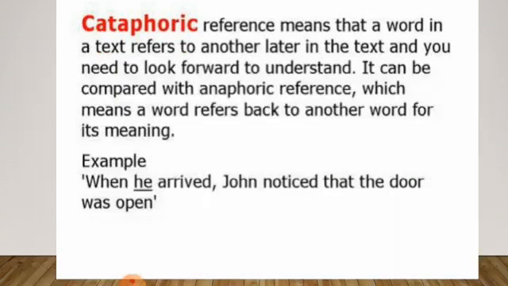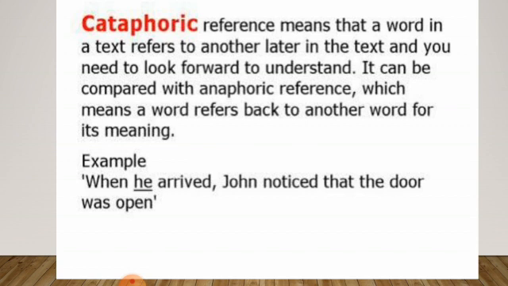Whereas the cataphoric reference means that a word in a text refers to another word later in the text and you need to look forward to understand. It can be compared with anaphoric reference, which means a word refers back to another word. Now here the pronoun comes first. Just remember this. In anaphoric, pronouns come after. The noun, which is basically the name, comes first. Then in cataphoric, the pronoun comes first and the name comes later.